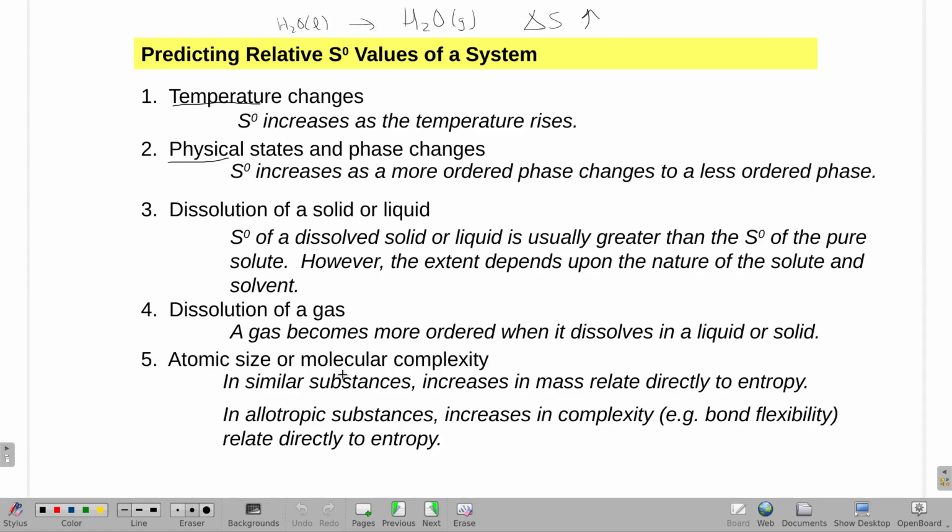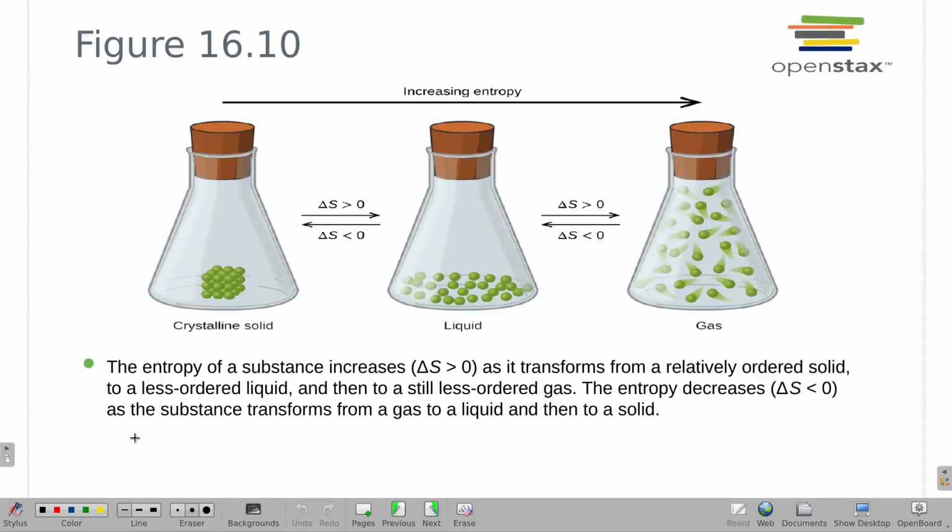All right, and the last one is atomic size, or the complexity of a molecule. Now, atomic size can be as simple as this. If we wanted to compare CH4 to CF4, it should be reasonable to expect that CF4 would have more entropy, simply because it's a bigger molecule. It's heavier, and therefore it's going to have a little bit more disorder in its motions.